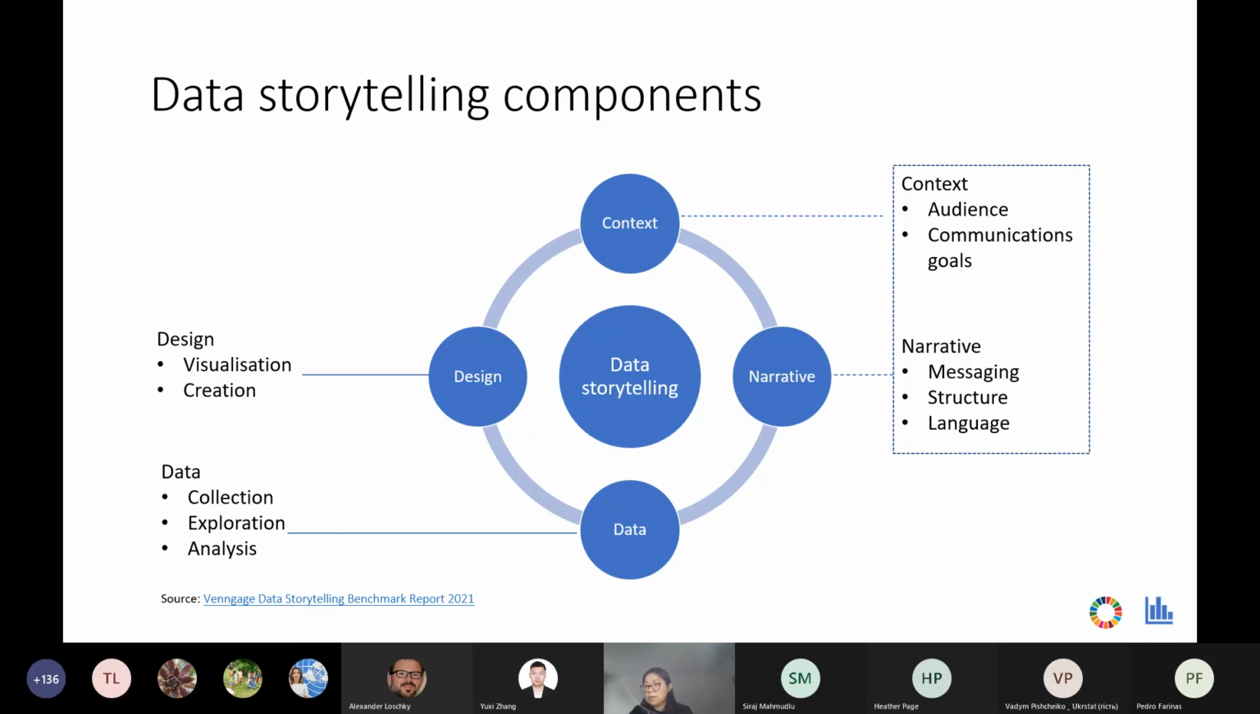So by way of narrative, we're talking about the messaging, we're talking about the structure of your data story, we're also talking about the language you're using in drafting your data story. So these two elements or components sometimes are less visible or neglected.